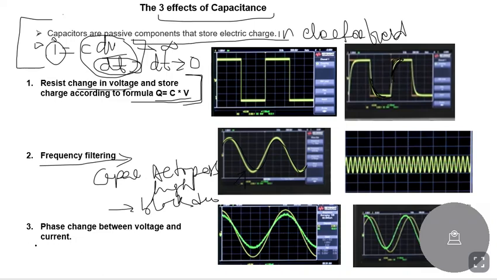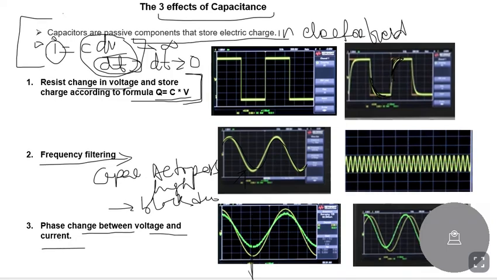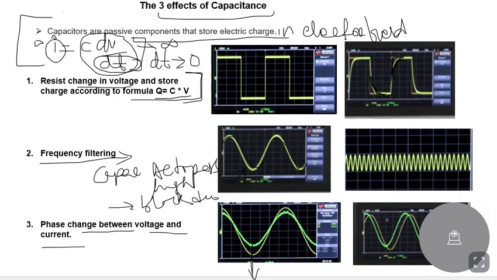The third is it allows the phase change between voltage and current. So you can see this, there is a voltage and current. They are in the same phase. But here, if I draw a line here, you can see that between the voltage and current there is some 90-degree phase shift.